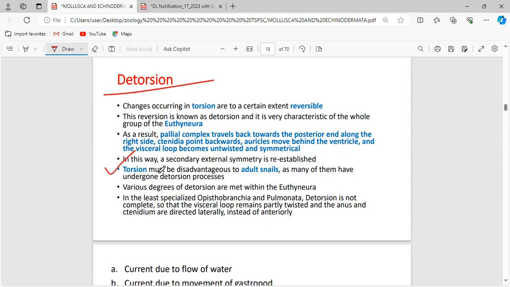Okay. Torsion must be disadvantageous to the adult snail. See, torsion will be disadvantageous to the adult snails, and many of them have undergone the detorsion process.